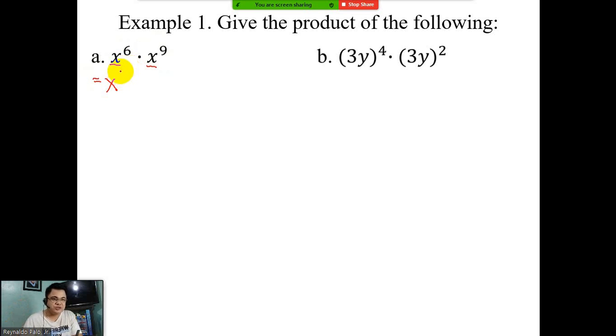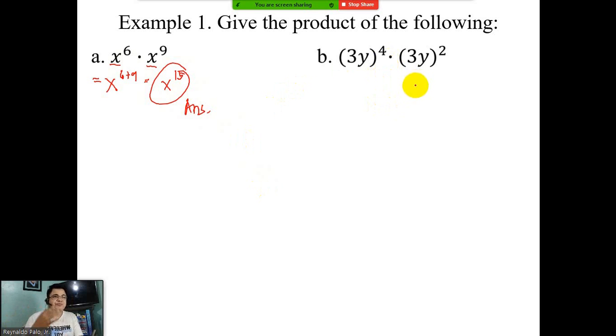So x raised to the power of 6 plus 9 equals x raised to the power of, what is 6 plus 9? 15. So, power of 15. This will be your final answer because you cannot simplify that anymore. Right? Next, B. We have 3y raised to the 4th power times 3y squared.